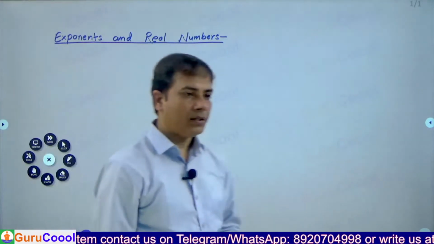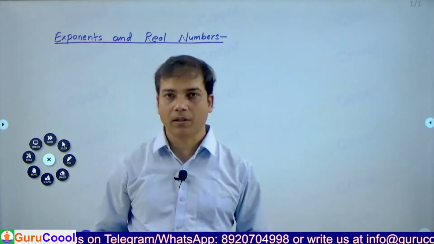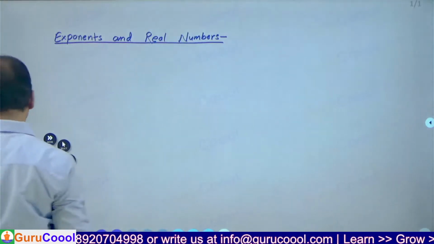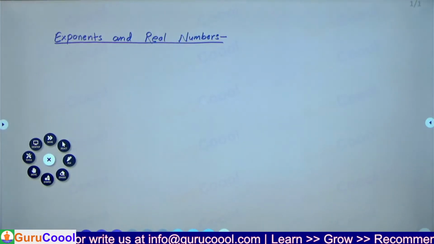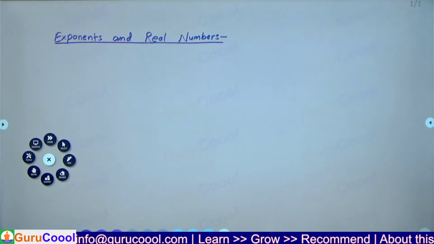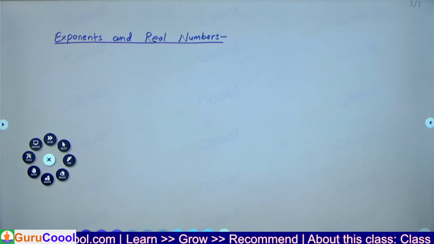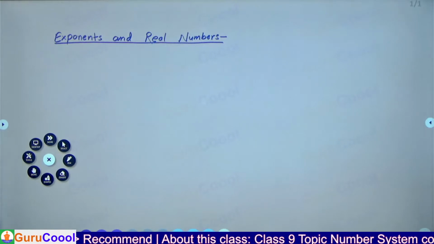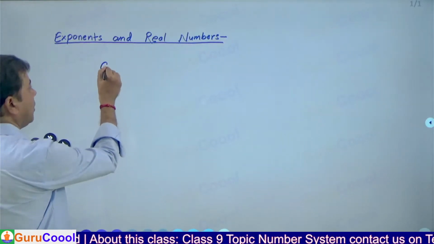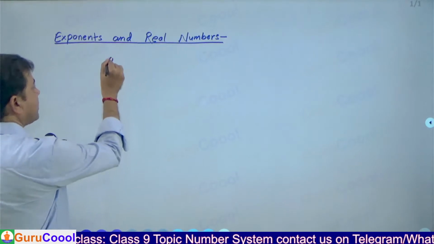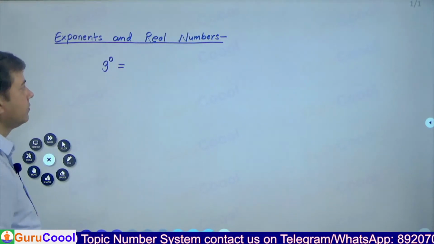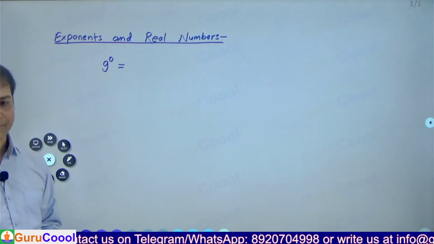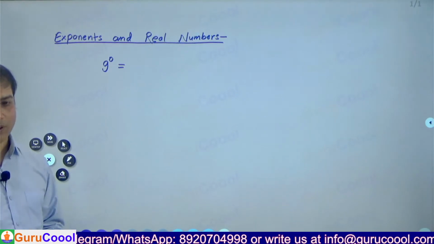I hope you have learnt about the basic rules of laws of exponent in class 6 and 7. So let's start with some questions directly. Can you tell me what is the value of 9 raised to the power 0? One.